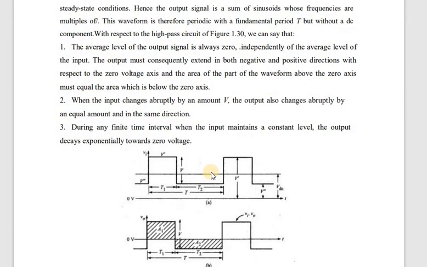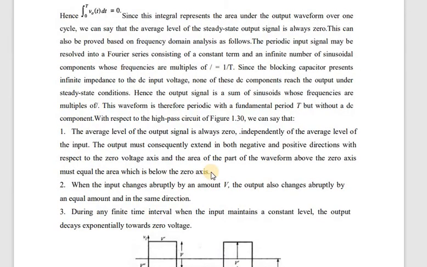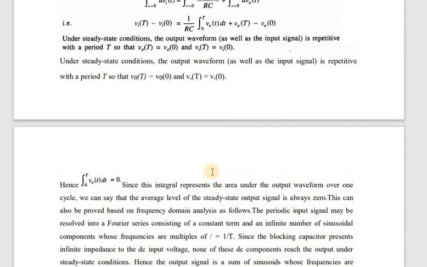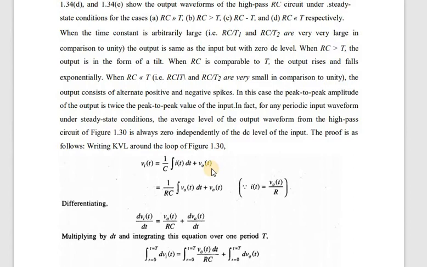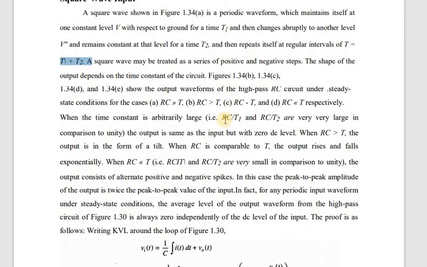First we have to find out that for any periodic waveform, the average level of the steady state output signal from a circuit should always be zero, independent of your DC input voltage, because at the starting point it should be zero. For that we are going to see these things. So this is the square wave.